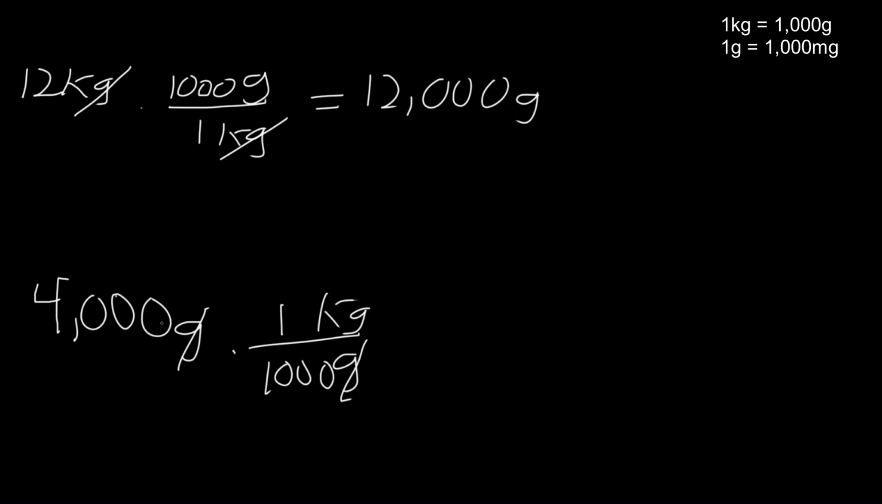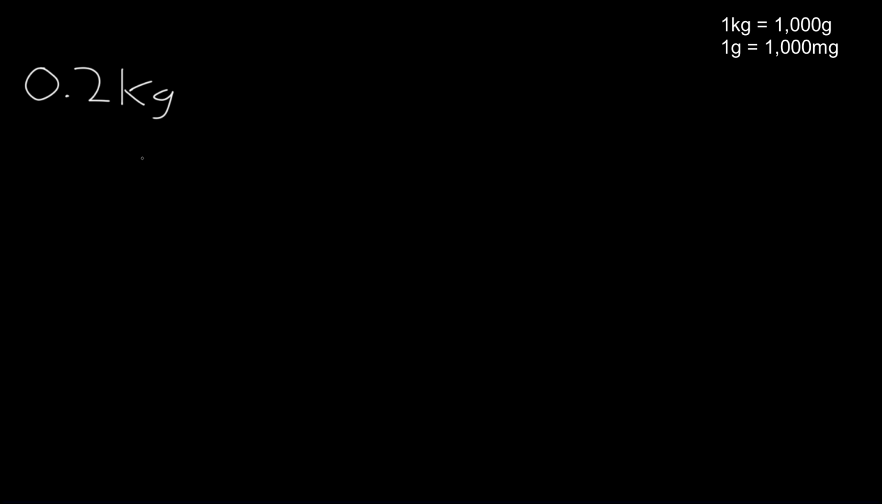So I do 4,000, but this time I divide it by 1,000. So 4,000 divided by 1,000 is 4. And that means 4,000 grams equals 4 kilograms. Let's try a harder one. Let's say I want to convert kilograms to milligrams.